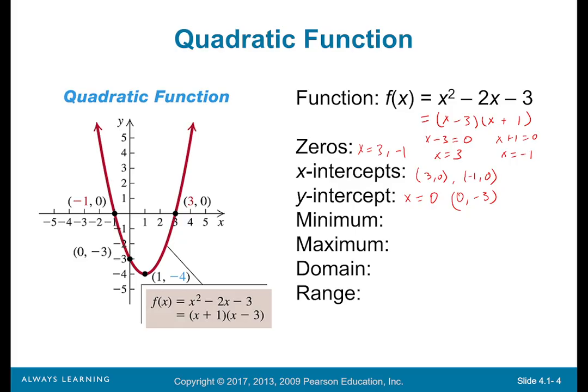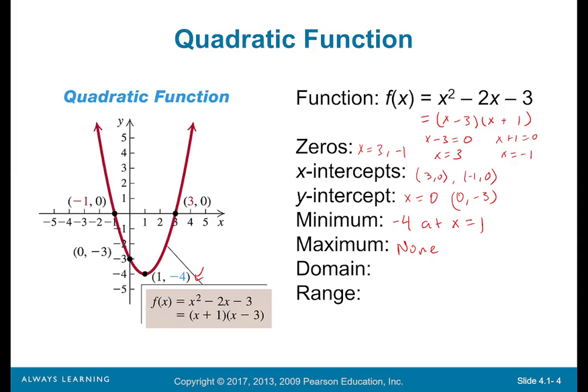Then we look and say, oh, my function does have a minimum. And to find its minimum, we look at its vertex, (1, -4). So the minimum is negative 4 at x equals 1. There is no maximum because it's a quadratic.